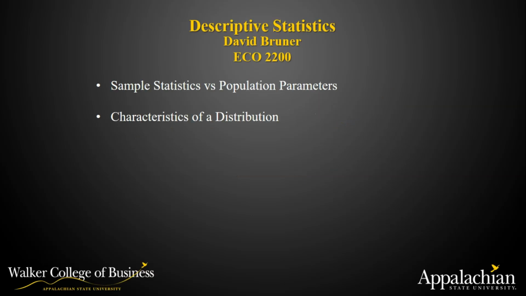Now that we've discussed sample statistics and distinguished them from population parameters, and gone over the three big characteristics of a distribution we attempt to describe, we're going to dive in a little deeper now into the common measures of central tendency and what those tell us about the shape of the distribution.